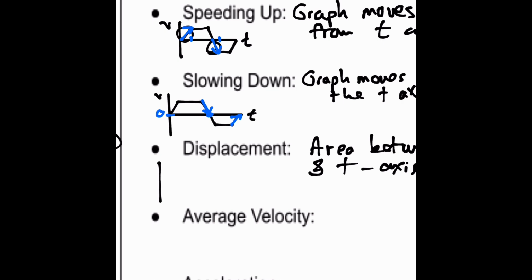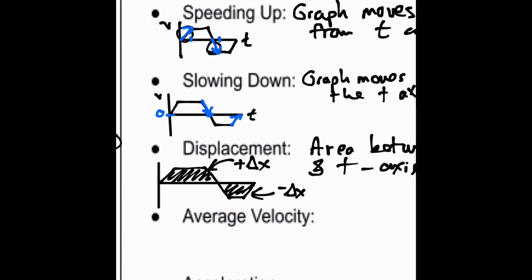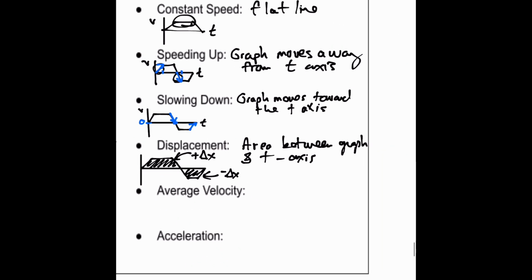Okay, so if I go back to that exact same graph, finding this area would be a positive displacement because it's above the axis, and finding this area would be a negative displacement because it's below the t-axis. But anyway, finding the area between the graph and the t-axis will give you your displacement, how far you went in a particular direction.